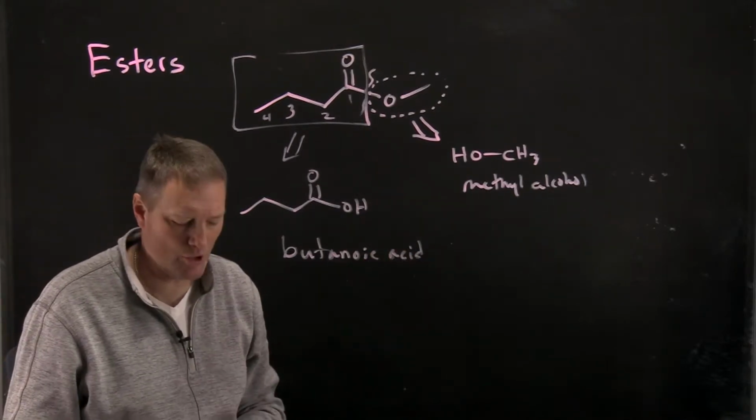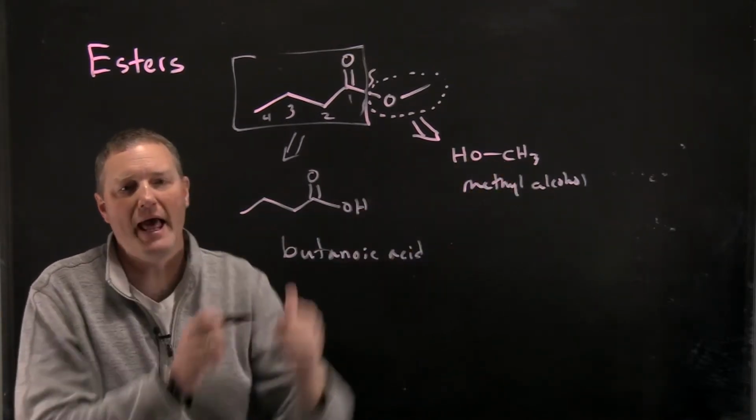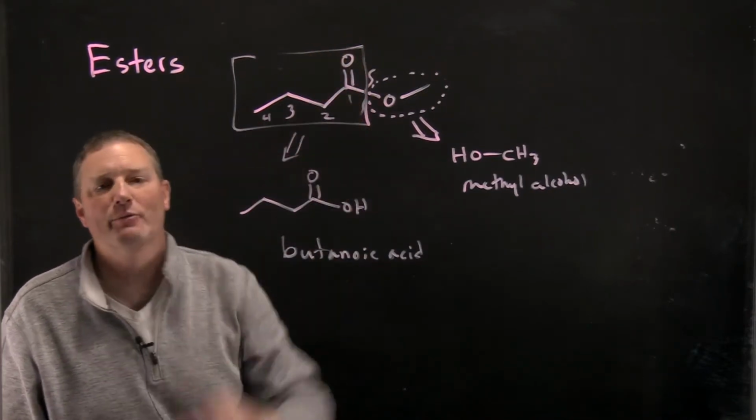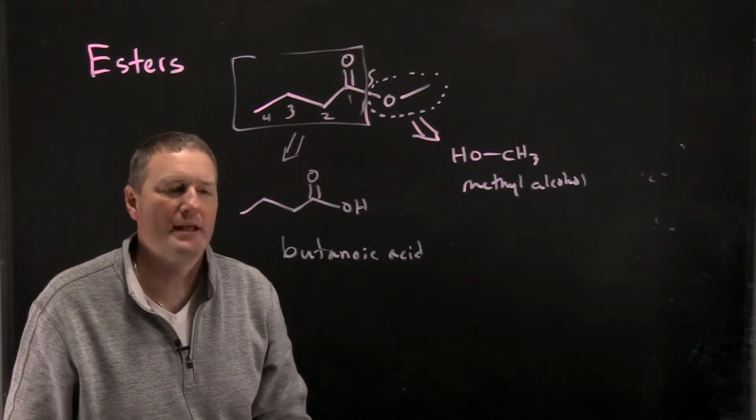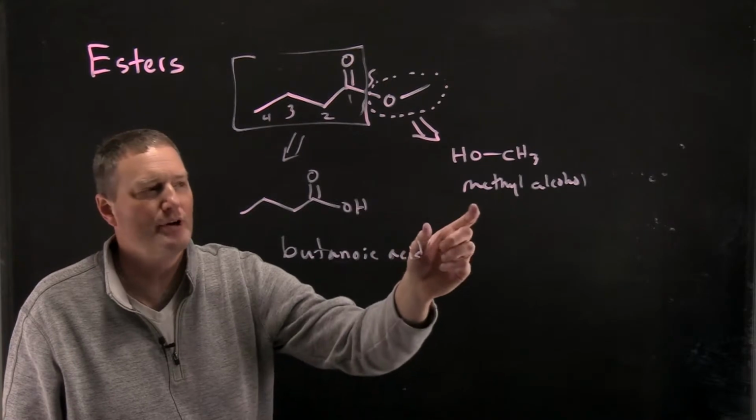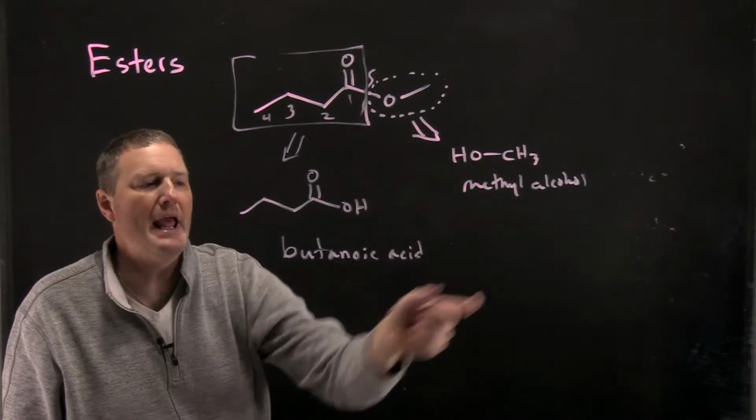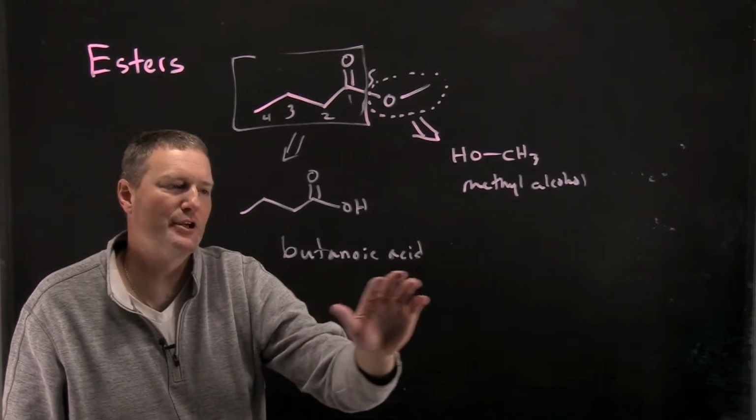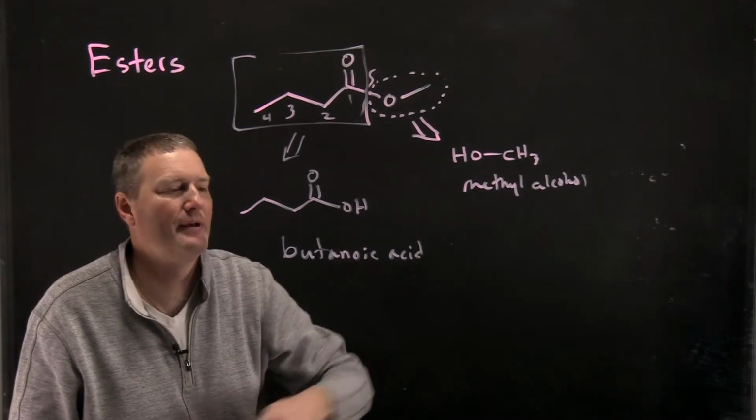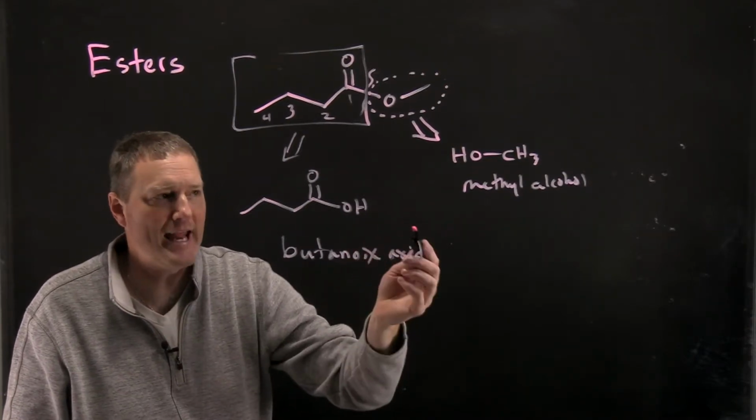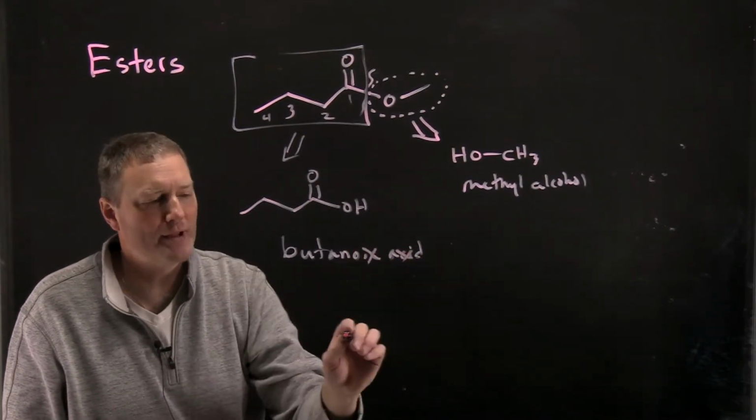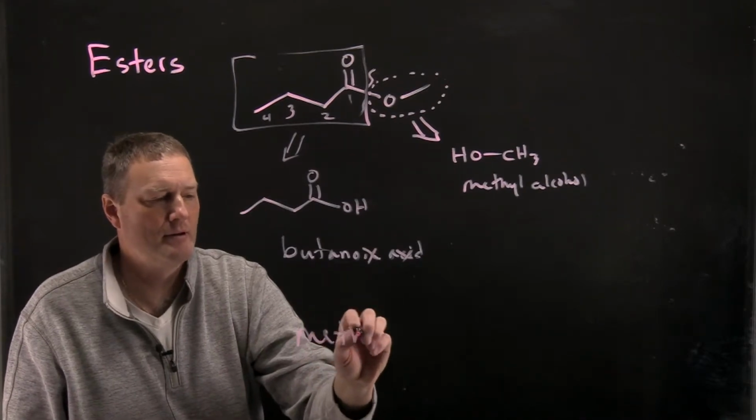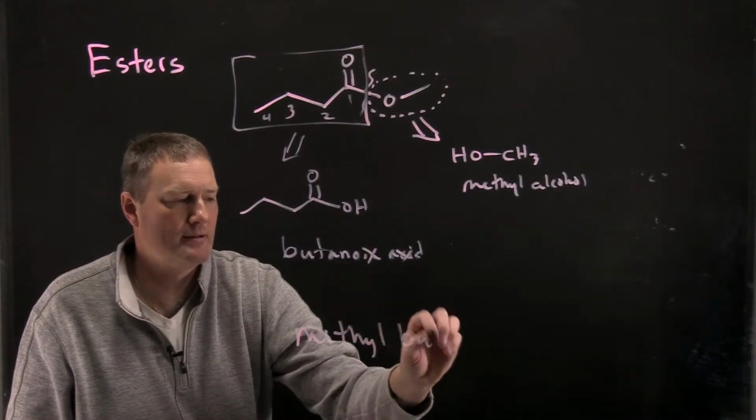All right, so we now know the names of the two halves, but now we need to name the original molecule. So again, you always list the alcohol portion first. So we take methyl, and then we'll put that in front of butanoic acid, but we're going to drop the -ic acid and tack on -ate. So the full name becomes methyl butanoate.